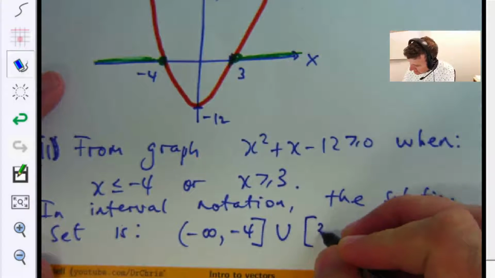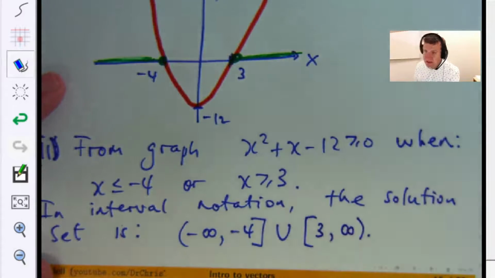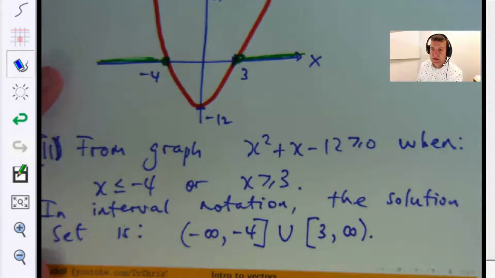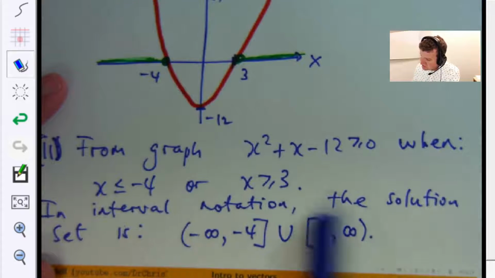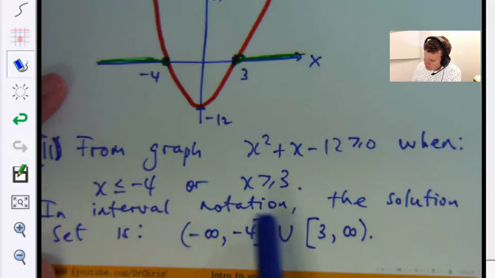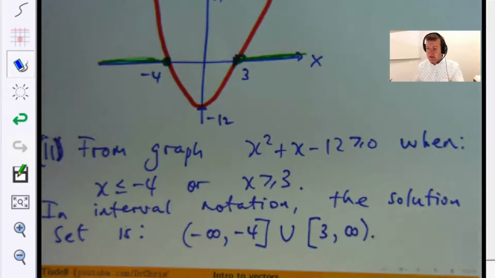So you would write something like that. This is probably a little bit simpler. This is just talking about intervals. And this is like the symbol for or, if you like. It's not and, because the two intervals don't intersect. Okay, so that's how we did it.